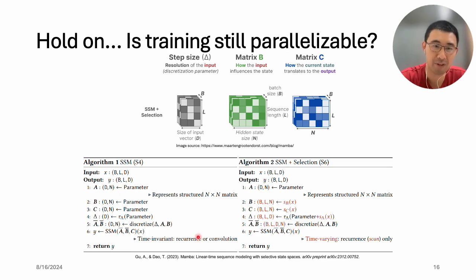Before, when it was time invariant, we could do recurrence and convolution. For the time variant, we have recurrence scan only. And you might say, hey, Shawn, hold on. Isn't this defeating the purpose of why we're doing this?